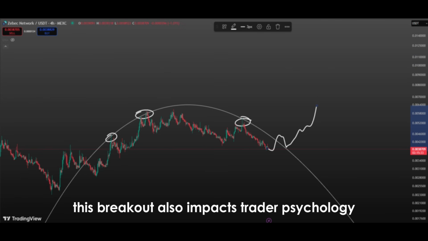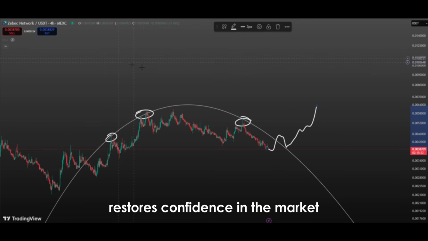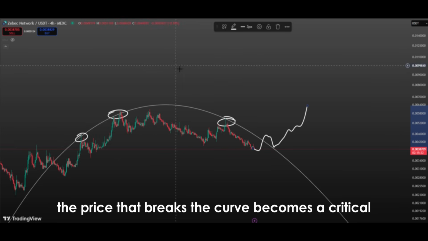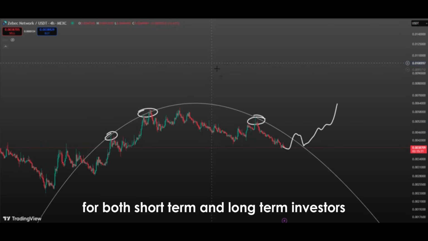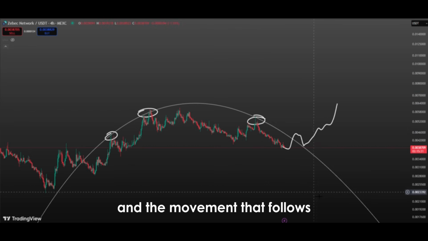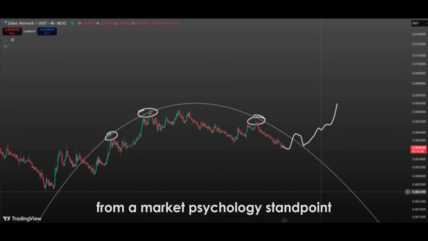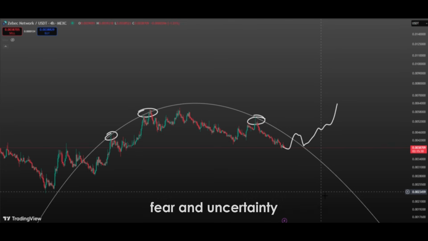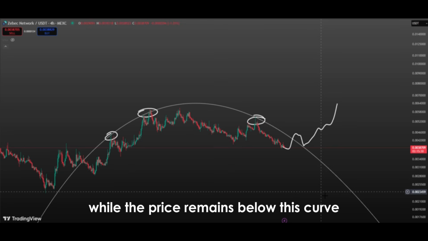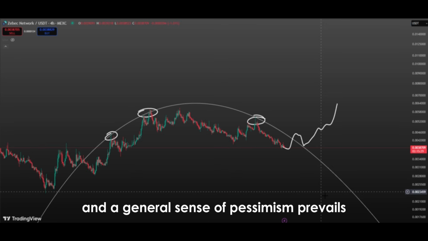This breakout also impacts trader psychology, as seeing the downtrend end restores confidence in the market. The price that breaks the curve becomes a critical reference point for both short-term and long-term investors, and the movement that follows will help determine the direction of subsequent trends. From a market psychology standpoint, the descending curve represents investors' fear and uncertainty. While the price remains below this curve, most investors lean towards selling, and a general sense of pessimism prevails.